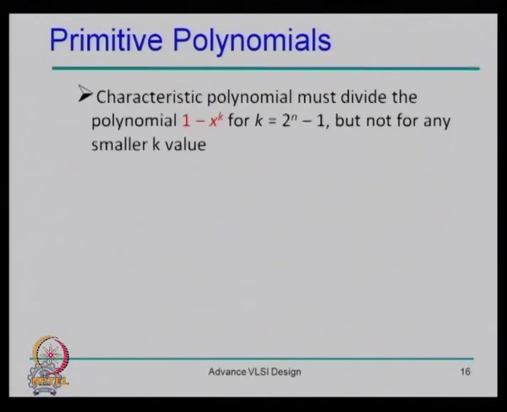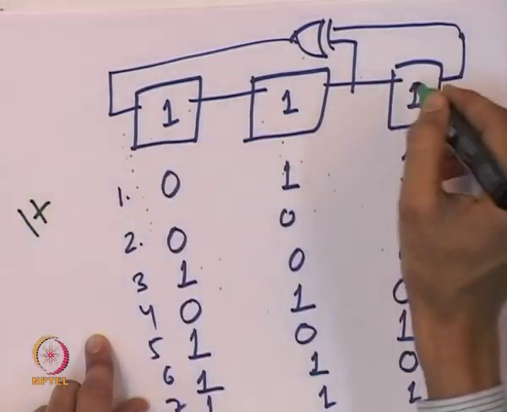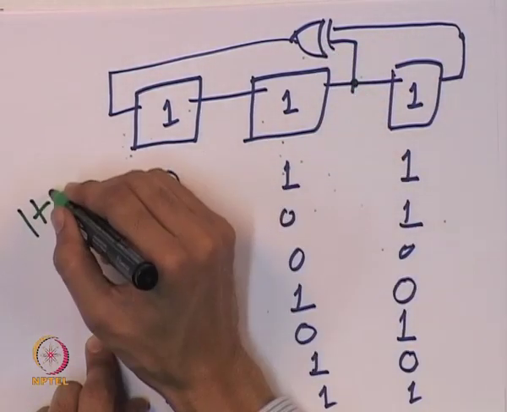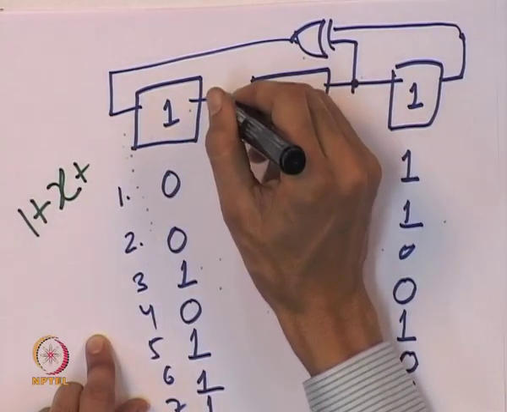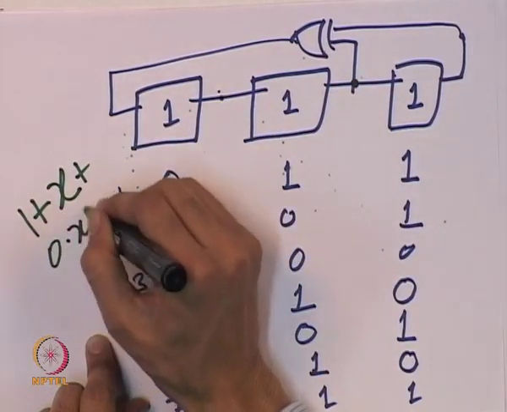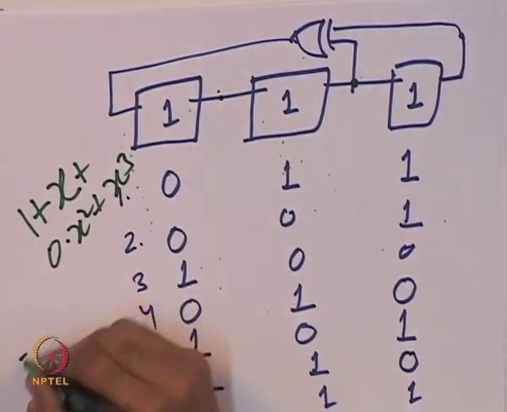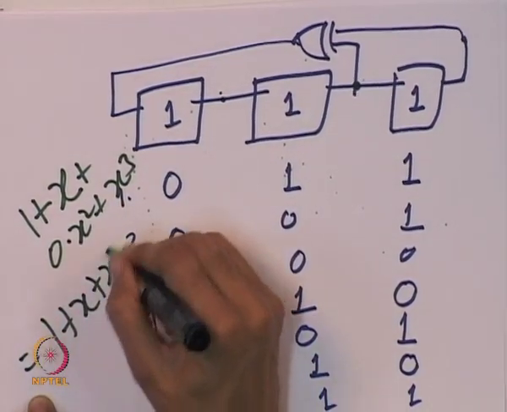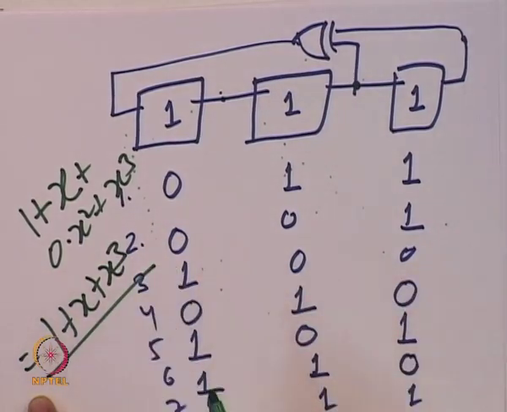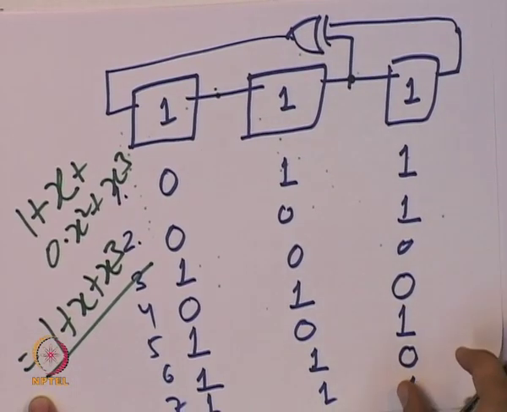Then the other condition is that the characteristic polynomial must divide 1 minus x raised to the power k, or 1 plus x raised to the power k. Like in this previous example, I can write the characteristic polynomial as 1 plus h1 x. We are tapping from here, so this is 1 into x, plus we are not tapping anything from here, so 0 into x squared, plus x cube. So this is 1 plus x plus x cube. Now let us see whether this is a primitive polynomial or not. This is generating the longest sequence of 7, hence it should be a primitive polynomial.